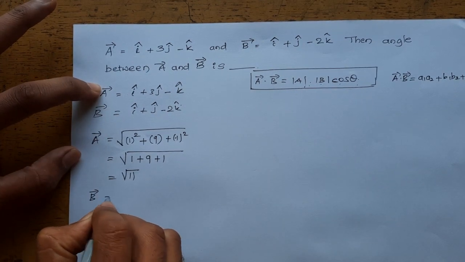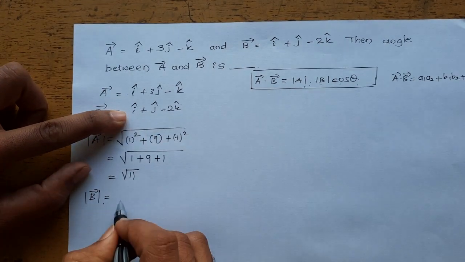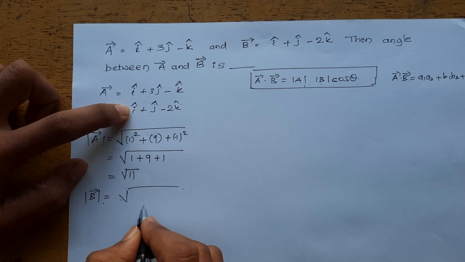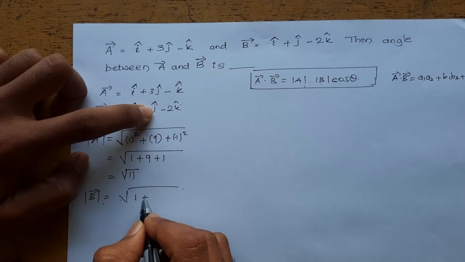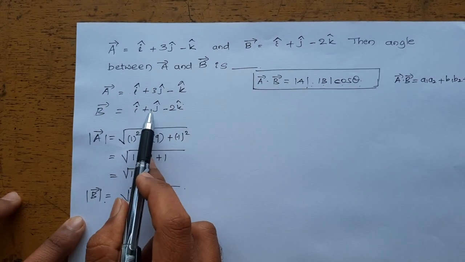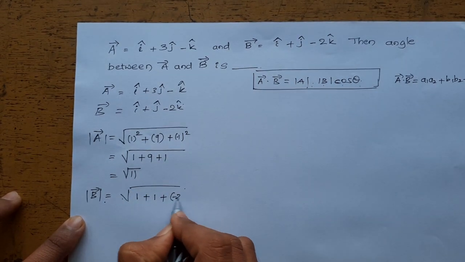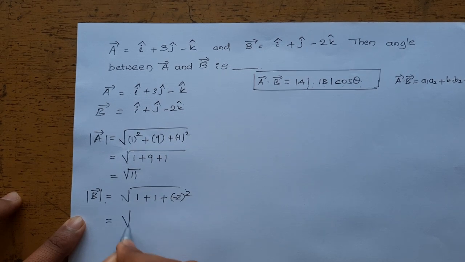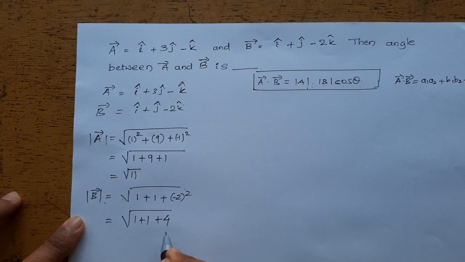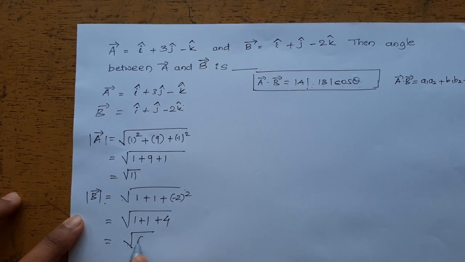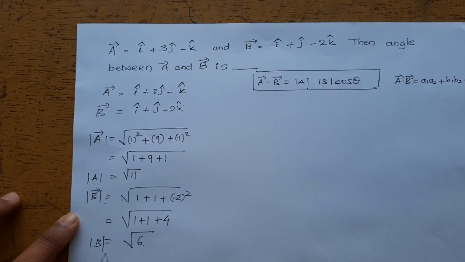Similarly, the magnitude of vector b is under root: the coefficient of i is 1, 1 square is 1, plus j, its coefficient is 1, 1 square is again 1, plus here it is minus 2, make its square, minus 2 square is plus 4. Here we are getting a total of root 6. So the magnitude of a is root 11, the magnitude of b is root 6.